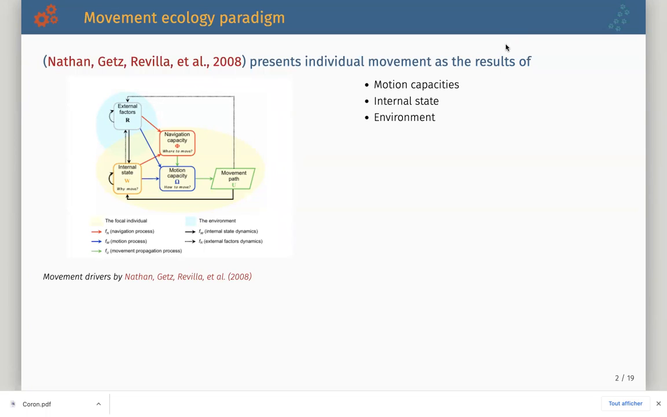The idea is that by studying the movement of the animal, you can have information on the internal state of the individual or how they react to their environment. By internal state, ecologists most of the time think about feeding, or traveling, or transiting to another area. That's the main idea of movement ecology. And if you have data of several individuals, you can also maybe study the interaction between individuals.